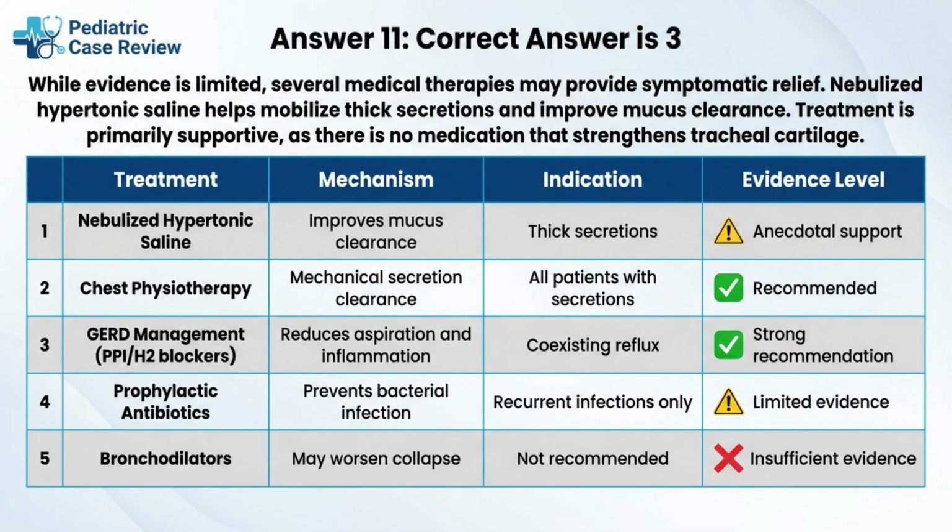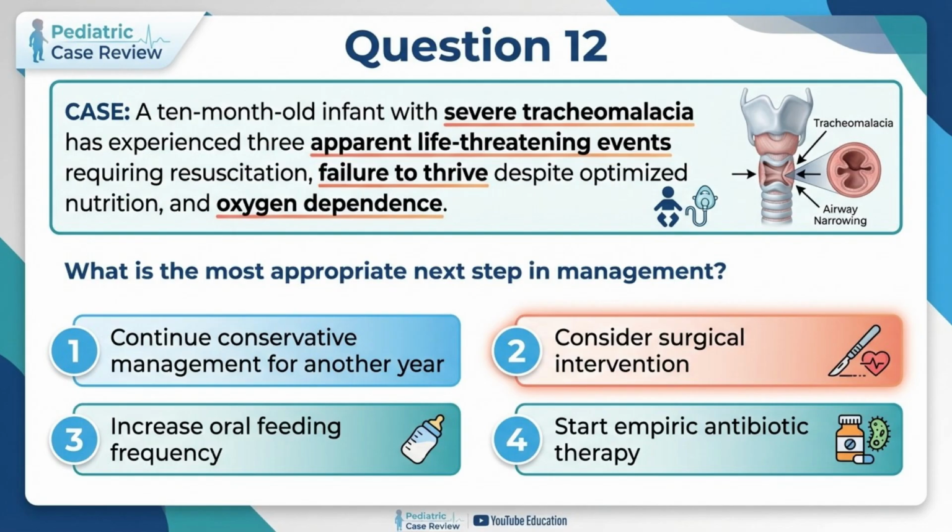The correct answer is Option 3. Nebulized hypertonic saline. The treatment table outlines that while evidence is limited, nebulized hypertonic saline helps mobilize thick secretions and improve mucus clearance. Bronchodilators are generally avoided because relaxing the airway smooth muscle can actually worsen the dynamic collapse of the trachea.